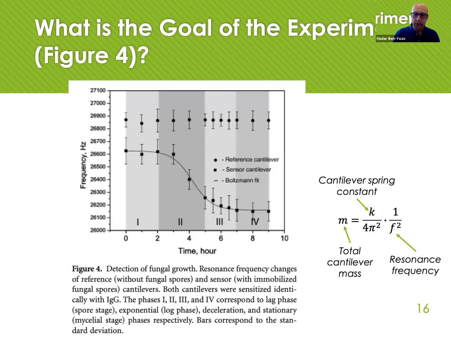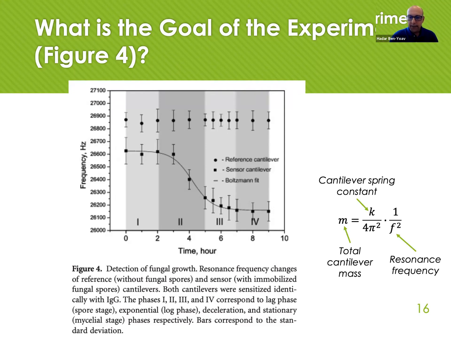Now, in this experiment, they said, okay, we see that we get some changes with the frequency. Let's now leave the spores to grow and see what happens to the resonance frequency. The Y-axis is the resonant frequency, which is F, and this is time in hours. Usually it takes about overnight, about 18 hours, for the fungus to grow.